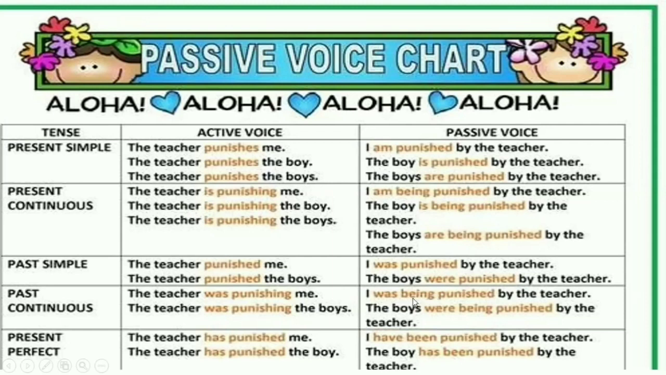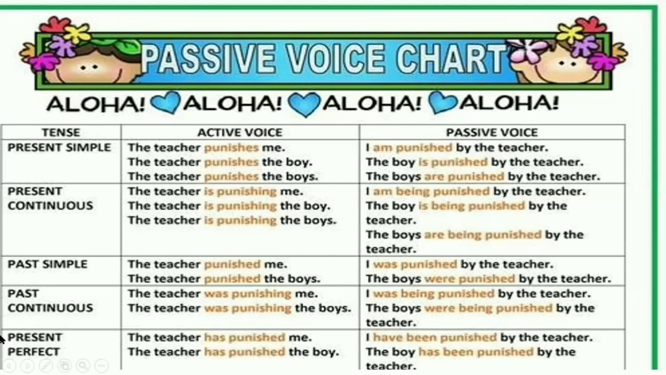Just, if you want to indicate whether it is present or past, you need to pay attention to the be form. If it is in the past, use the be form of the past tenses. If it is present, then use the be form of the present tenses.